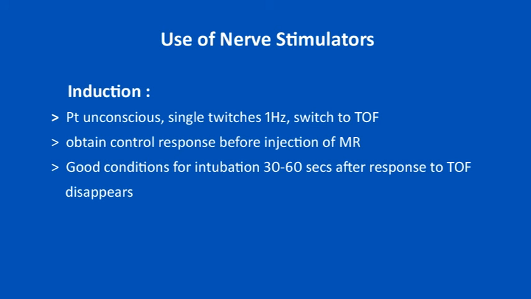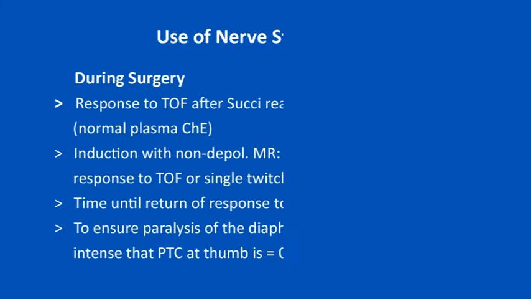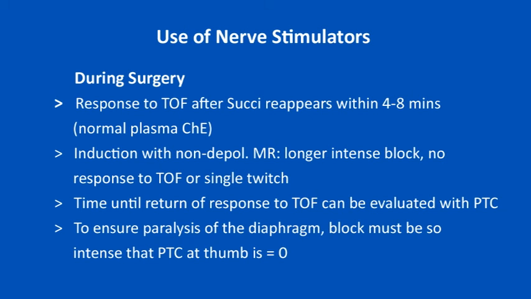should be given, then switch over to train of 4 and obtain a control response before injection of muscle relaxant. Good conditions for intubation will be around 30 to 60 seconds after response to TOF disappears. During surgery, response to TOF after succinylcholine reappears within 4 to 8 minutes in patients with normal plasma cholinesterase. Induction with non-depolarizing muscle relaxants leads to longer intense block, with no response to TOF or single twitch.